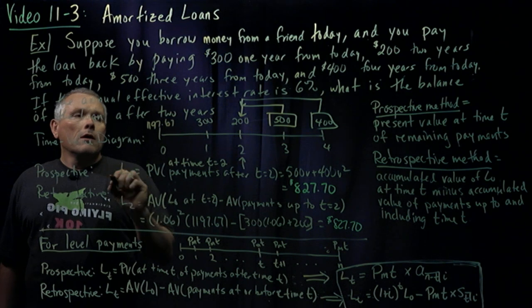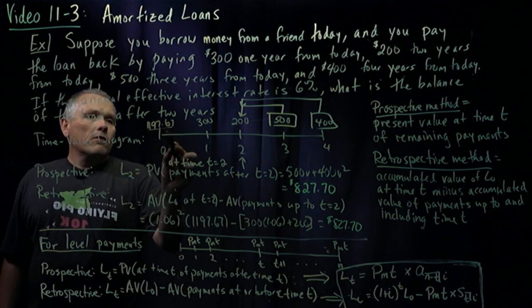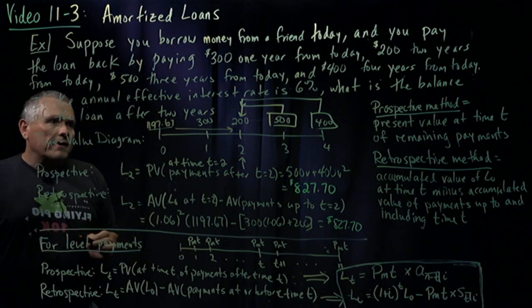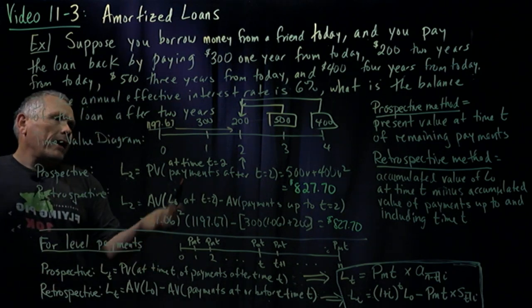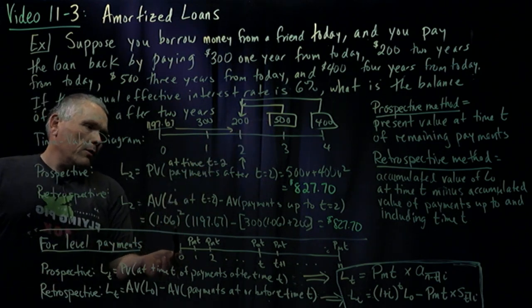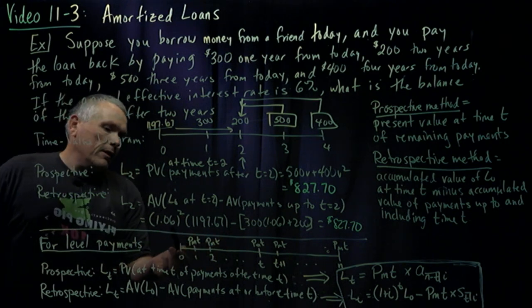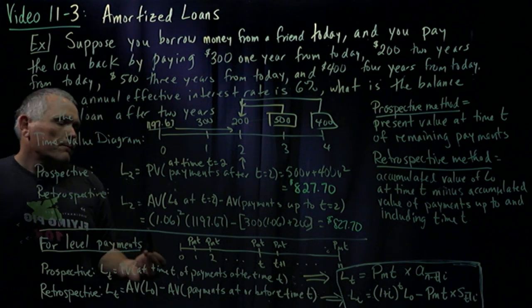We've got to have this move over to time 2. We've got to accumulate that for 2 years. To do that, we'll use our interest rate, the 1.06 squared in this case. This represents our accumulated value of the initial loan amount.